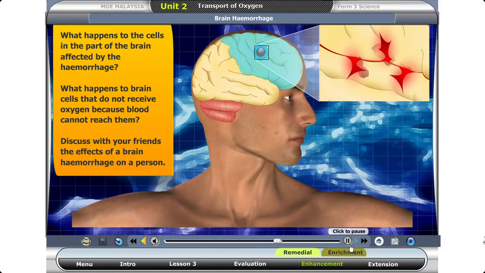What do you think happens to the cells in the part of the brain affected by the hemorrhage? What happens to brain cells that do not receive oxygen because blood cannot reach them? Discuss with your friends the effects of a brain hemorrhage on a person.